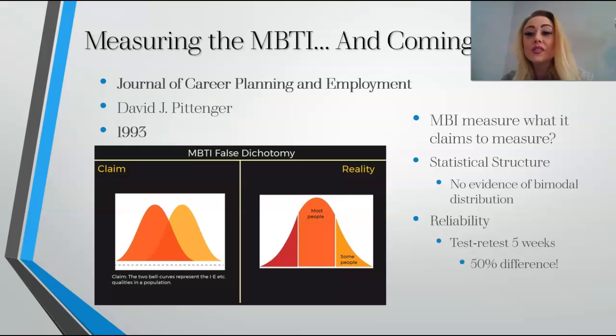For the statistical structure, Pettinger, the author, expected that since people are either introverts or extroverts, the test results would show two different curves, or a bimodal distribution, with one curve representing introverts and the other the extroverts. Instead, their data indicated no evidence of bimodal distributions for the MBTI. Instead, it showed most people scoring between the two extremes. This means that although one person may score as an E, their results may be very similar to those of another person who scored as an I.